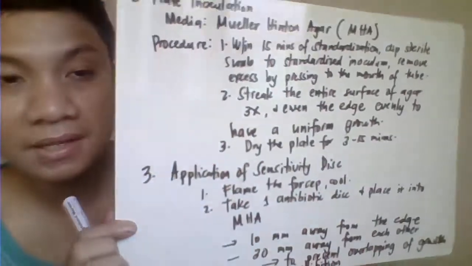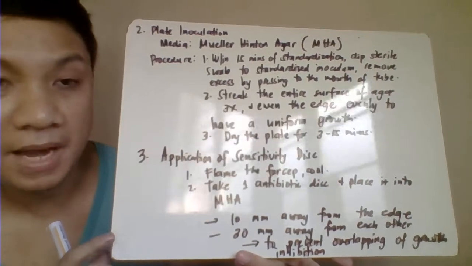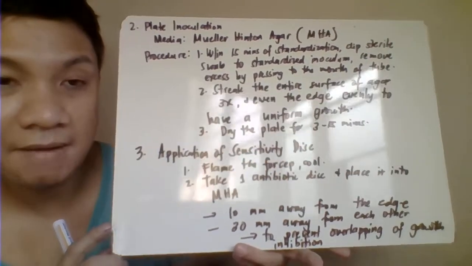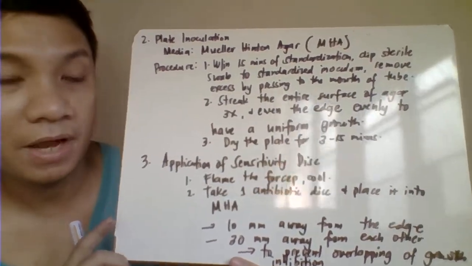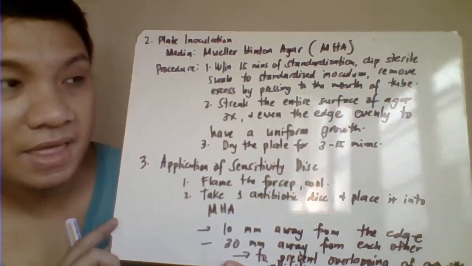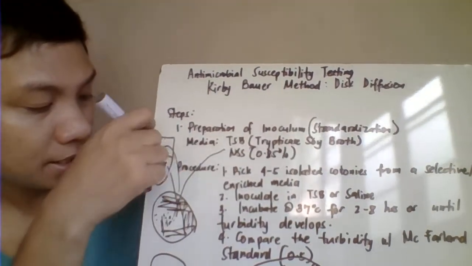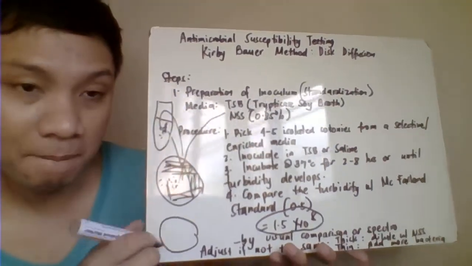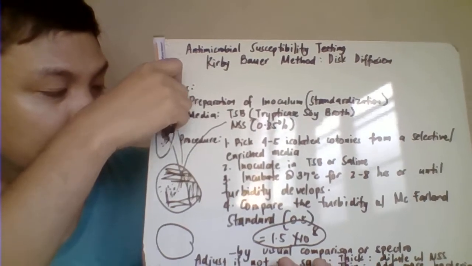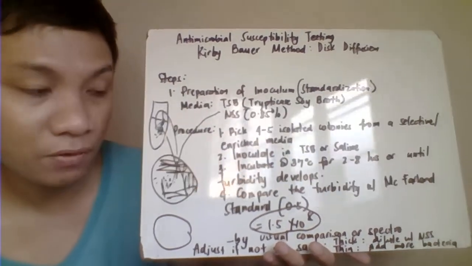If you have already your standardized inoculum, the next thing you're going to do here is the plate inoculation. Ang ginagamit natin for the Kirby-Bauer would be your MHA or your Mueller-Hinton agar. So procedure for that, out of your standardized na inoculum, okay, kukuha ka dito with your swab. So, immerse mo lang swab mo dito and then try to remove the excess na fluid natin.